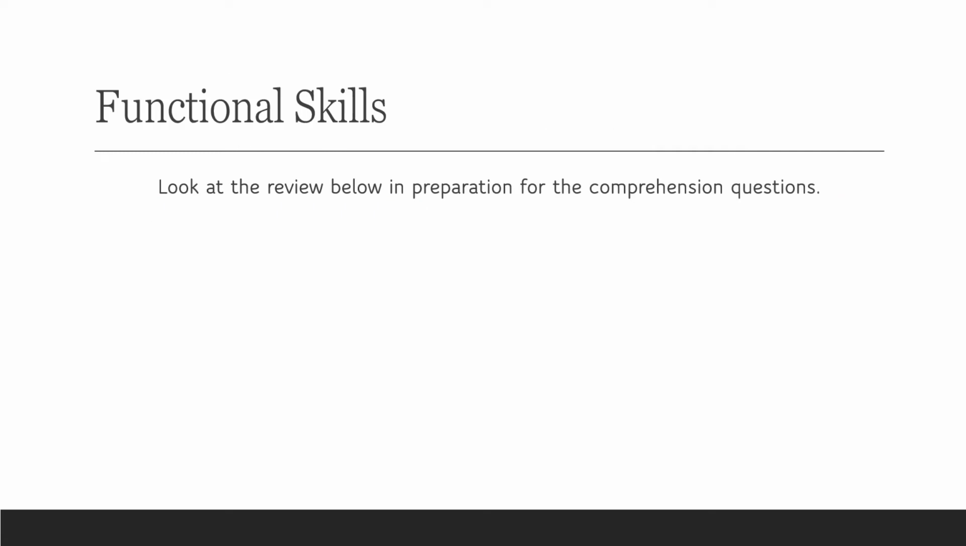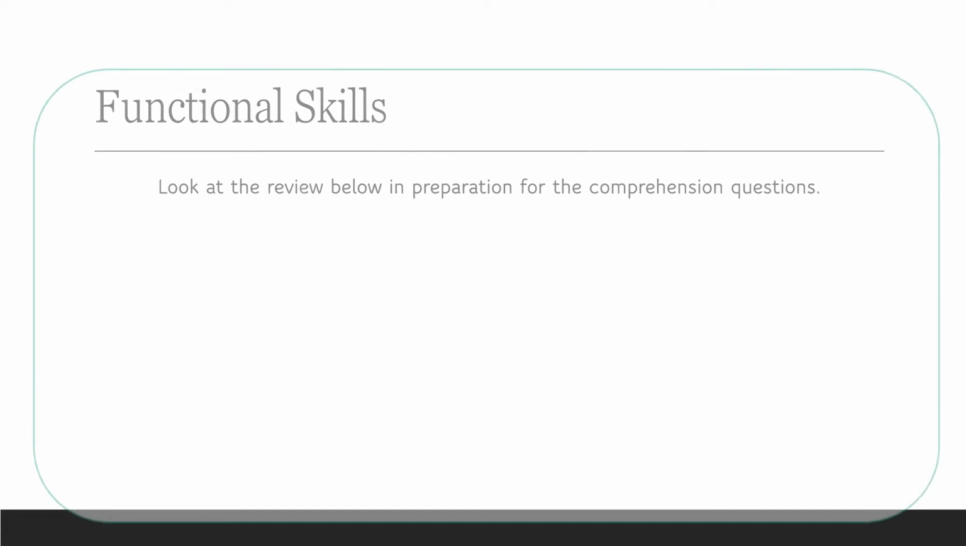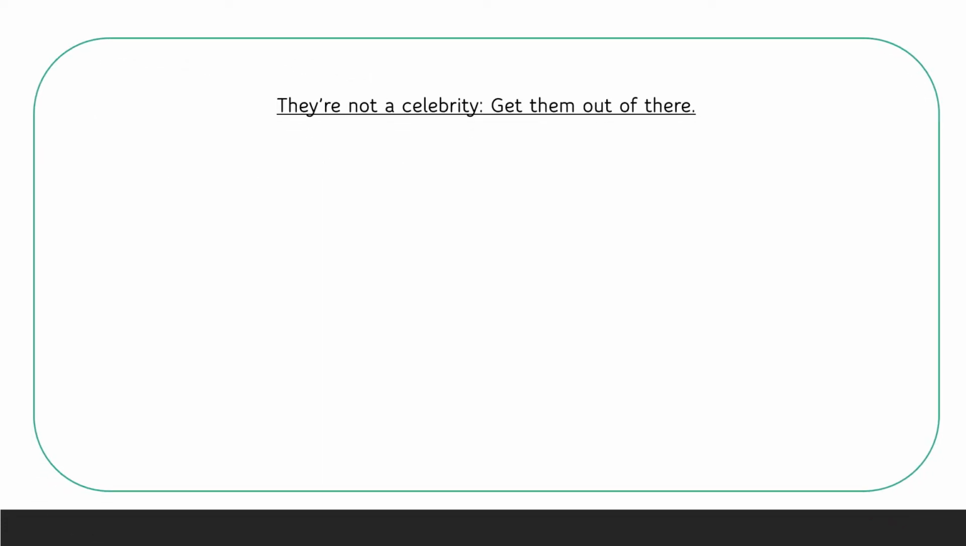Look at the review below in preparation for the comprehension questions. Within this video, we're going to practice our reading skills as well as thinking about the writing aspect. So here is our typical review. The first thing it says is, "They're not a celebrity, get them out of here." You can see there, because it's a review, it has been given a title, and you can probably guess from that title that we're going to be reviewing a TV show, one that's recently come back onto the air.